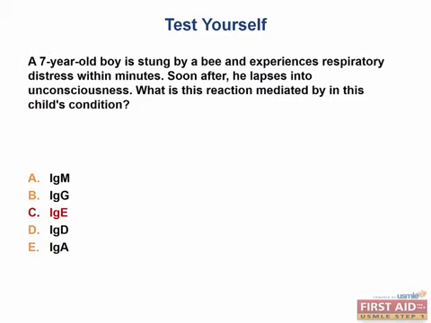Now, what does this child originally need? An emergent shot of epinephrine, 1 to 1,000 dilution, to act on those beta-2 receptors of his smooth muscle in his respiratory tract and reopen his airways and save his life.